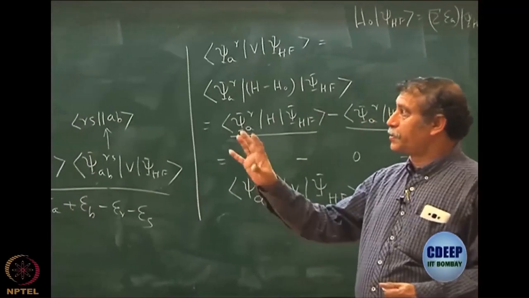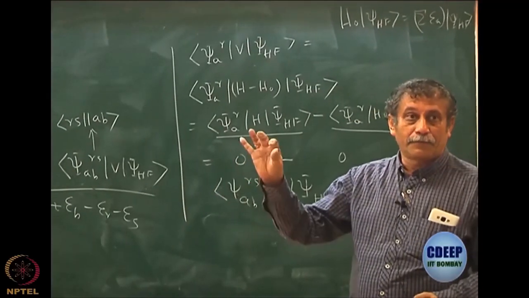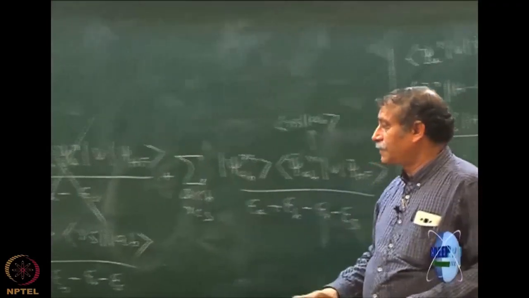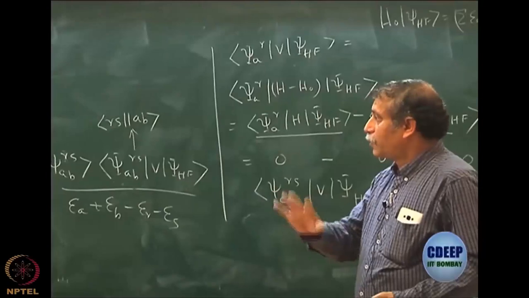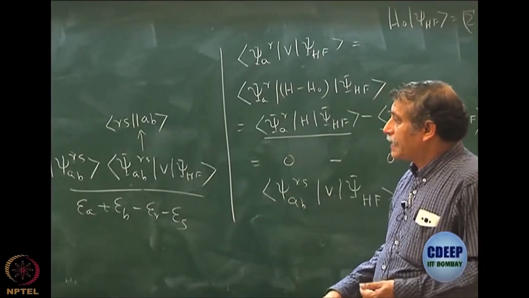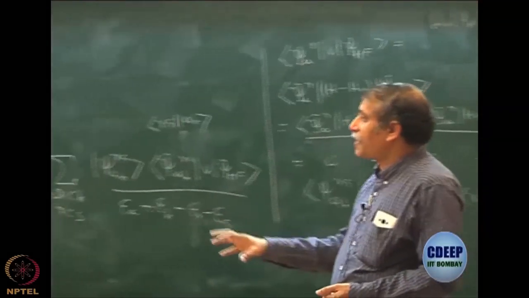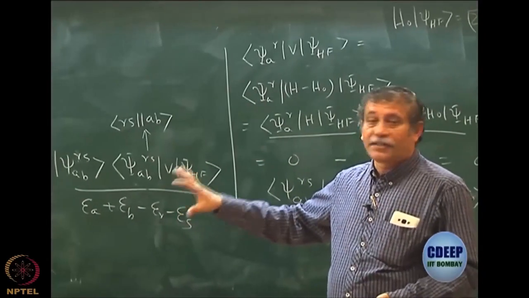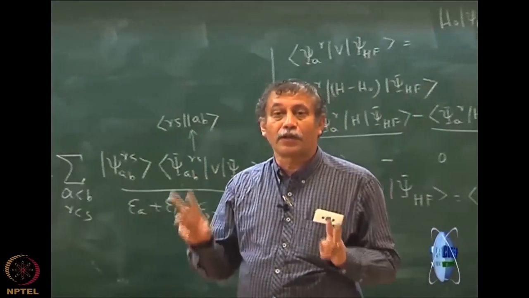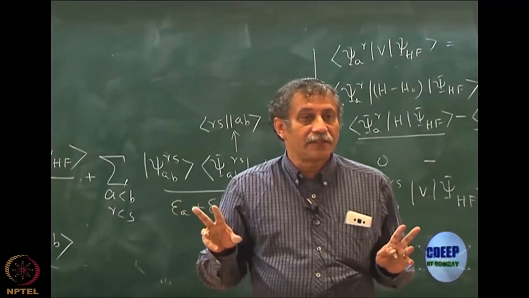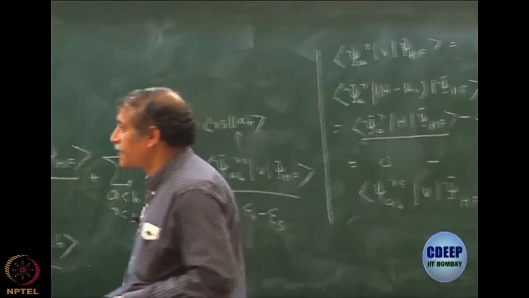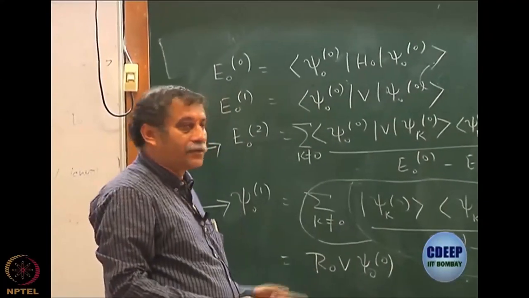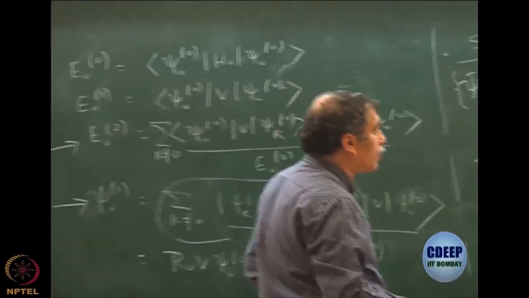So, the only contribution, and this is a very important realization, for which there is a large amount of physics involved, and you should read an article by Sinanoglu on pair correlation theory, which I will refer to you, is that the first order correction to the wave function comes only from doubly excited determinants. So, the doubly excited determinants play a very important role in the correlation energy. Obviously, because ψ0 1 comes from doubly excited determinants, E0 2 will also have components from only doubly excited determinants. So, let me write down that component of E0 2 now.